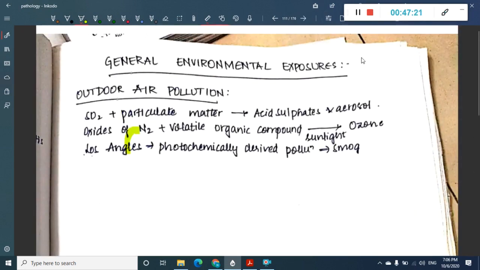Then there are also some external general environment exposures that can lead to these diseases, occupational lung diseases, especially outdoor air pollution. In outdoor air pollution also you can see these lung diseases. Sulfur dioxide or nitrous oxide is one, and we have something called smog which is seen in Los Angeles. Even this is one of the outdoor air pollutions.